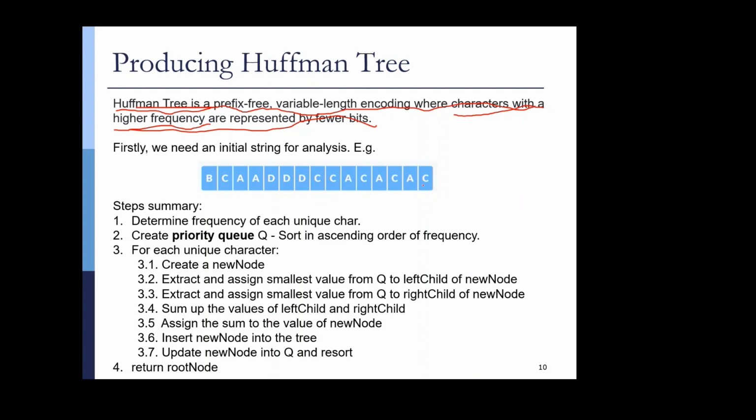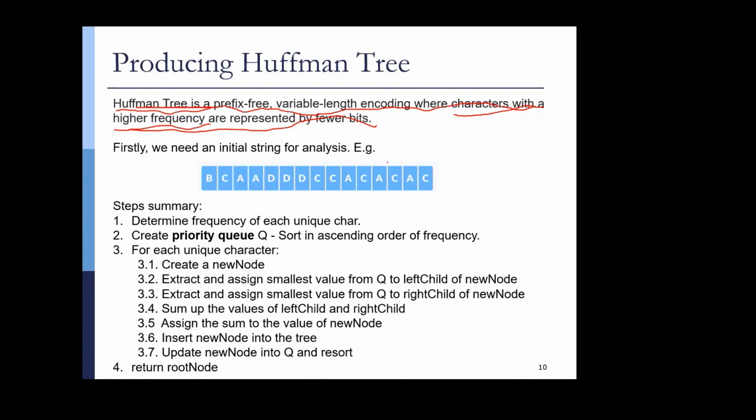Okay, so before we can do that, we need the tree. We need the Huffman tree, right? Just now, when I showed you another example, I already provided you with a tree, so you can use the tree to encode and decode. But in our problem now, the tree is not even there. So what should we do? These are the steps, the algorithm to produce the Huffman tree.